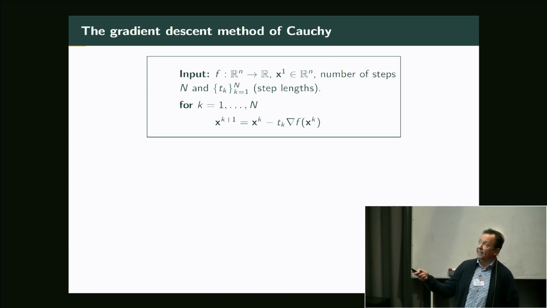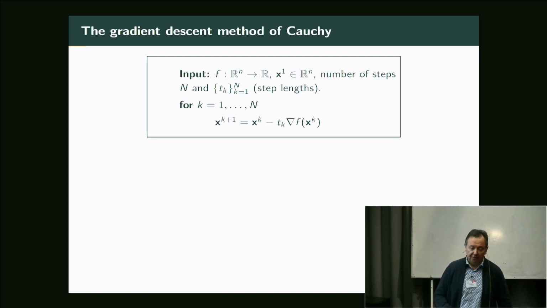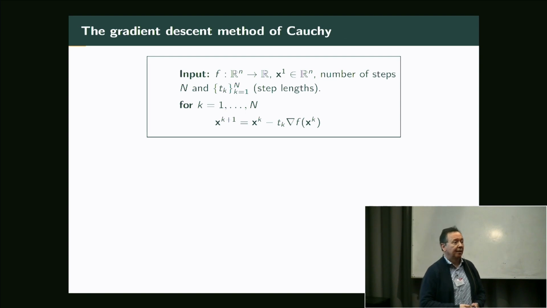The new point xk plus 1 is the old point xk, updated by this second term here, which is just the minus gradient at the old point xk, minus the gradient of f at the old point, and then multiplied by this step length tk. Okay, so this is a very simple iterative method that aims to minimize a function of n variables.